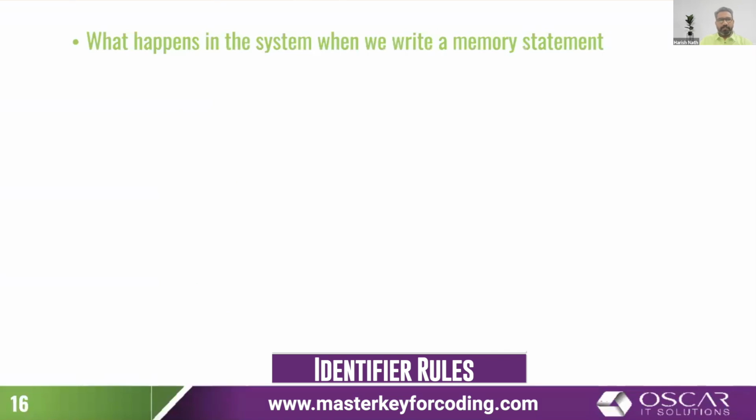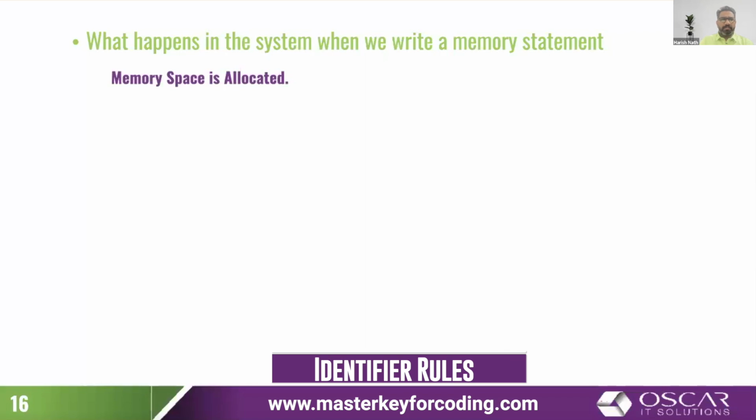Welcome back. Now we understood how to write a memory statement with the syntax data type name. But what happens when we write a memory statement within the system? Let's see. For example, a memory space is allocated. How does it work? Example: string GF name. String is a data type. GF name is an identifier. We put these two together, then it becomes a memory statement.